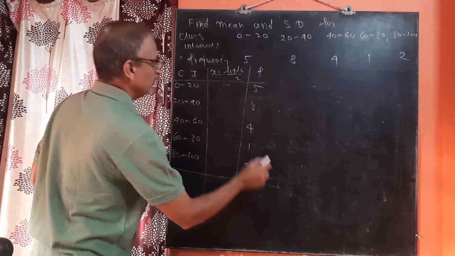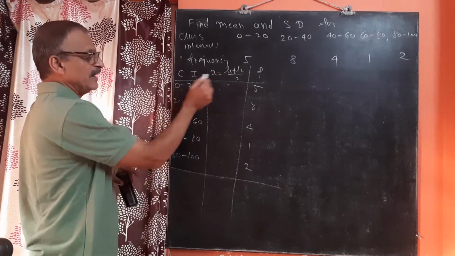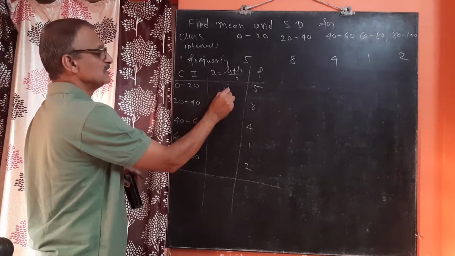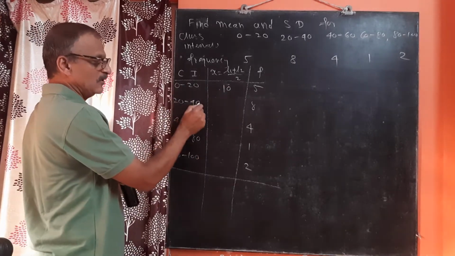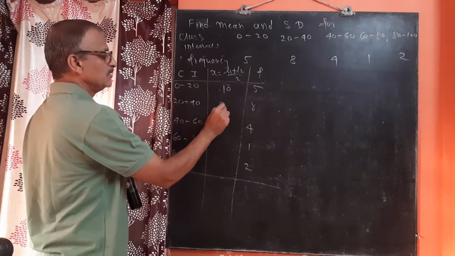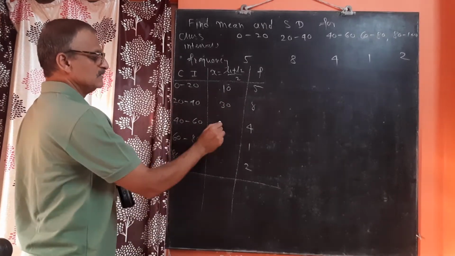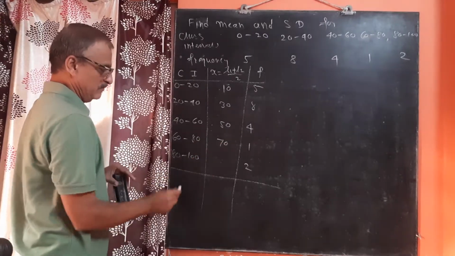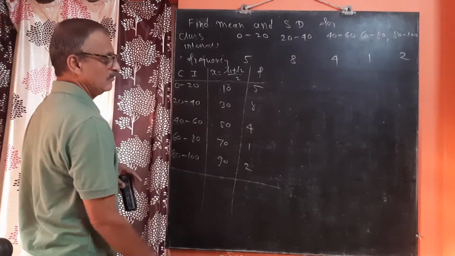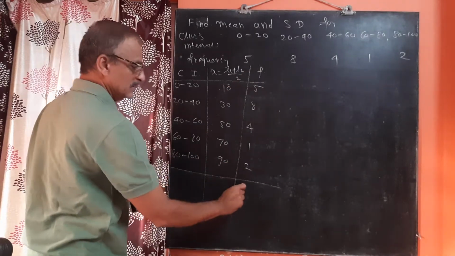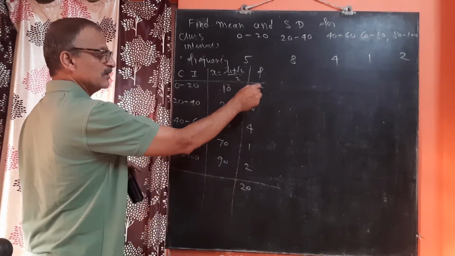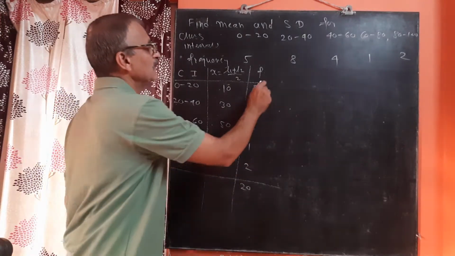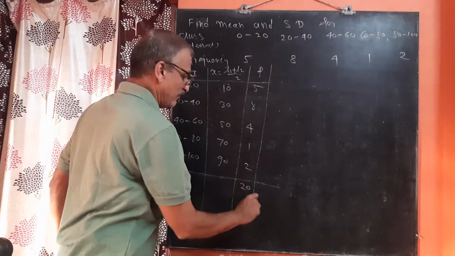Now the values of x: L1 plus L2, that is 0 plus 20, 20 divided by 2, that means this is 10. 20 plus 40, 60 divided by 2, that means this is 30, this will be 50, this will be 70, and this will be 90. We have to find out the summation of f. So summation of f means 8 plus 5, 13, plus 4, 17, 18, plus 2, 20. So that is summation of f.